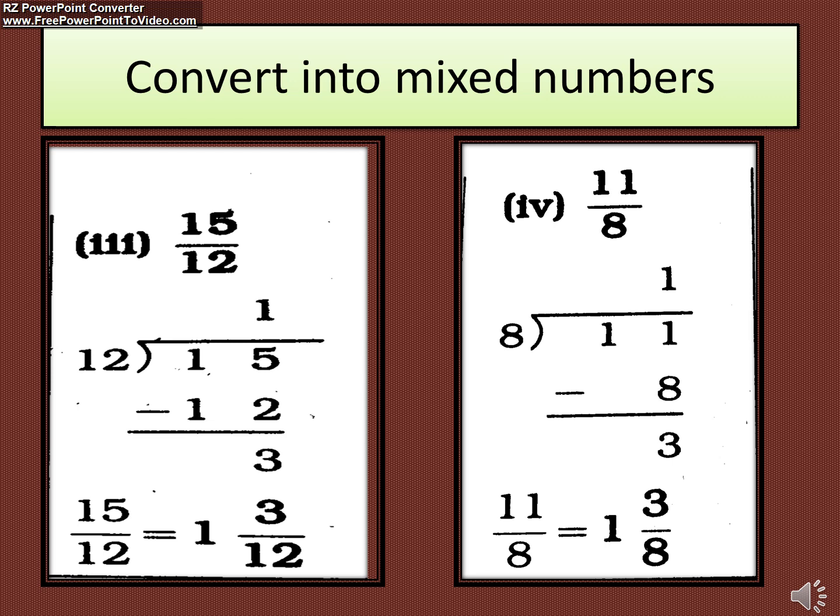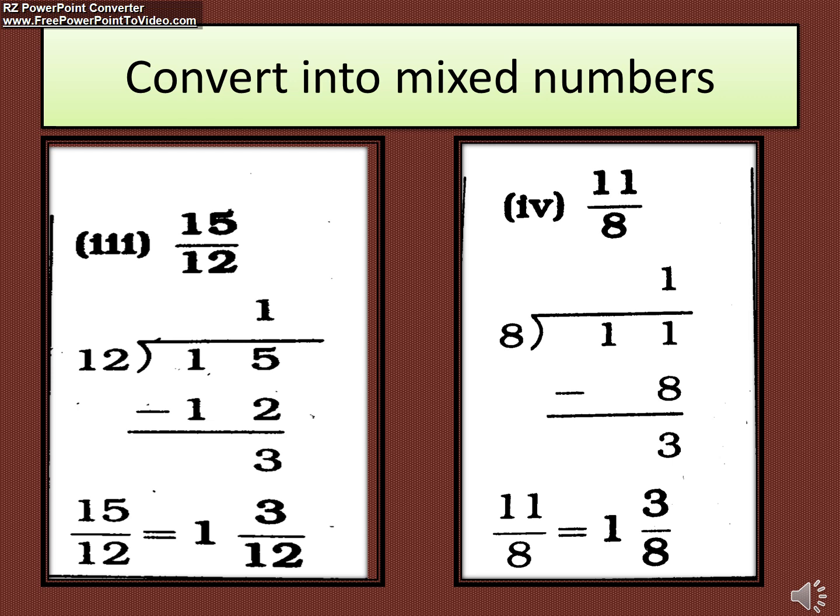Okay, the fourth sum, 11 upon 8. 11 upon 8 means 11 divided by 8. 8 ones are 8, 8 twos are 16, so it will come 8 ones are 8 only. So 11 minus 8, what will be the remainder? 3. What is the quotient? Quotient is 1.